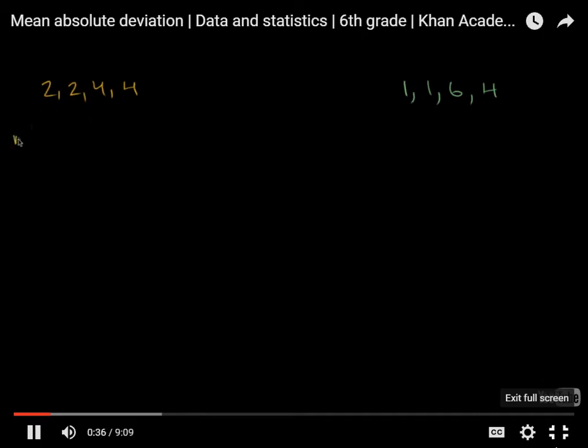So this first data set, the mean, well, we just need to sum up all of the numbers. So it's going to be 2 plus 2 plus 4 plus 4, and then we're going to divide by the number of numbers that we have. So we have 1, 2, 3, 4 numbers, so that's that 4 right over there. And this is going to be 2 plus 2 is 4, plus 4 is 8, plus 4 is 12. So it's going to be 12 over 4, which is equal to 3.